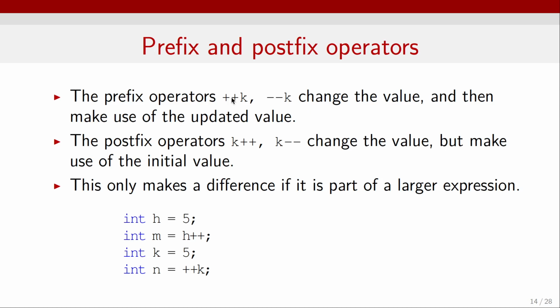So the prefix operators plus plus k and minus minus k change the value and then make use of the updated value. On the other hand, the postfix operators k++ and k minus minus change the value, but then they make use of the initial value. So this only makes a difference if it is part of a larger expression.